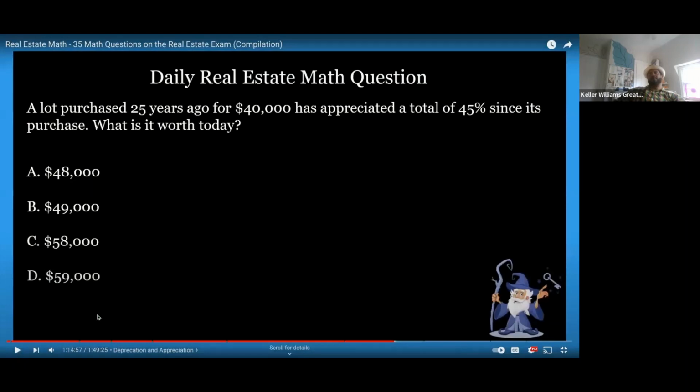A lot purchased 25 years ago for 40,000 has appreciated a total of 45% since its purchase. What is it worth today?